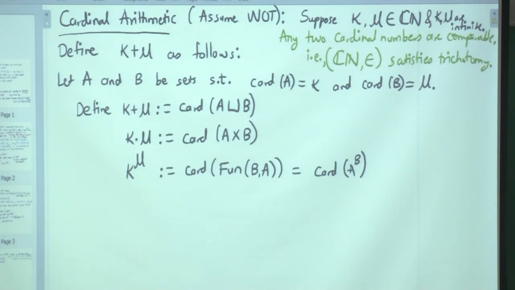So what is this idea? In normal words, the cardinality of A disjoint union B is the cardinality of A plus the cardinality of B. The cardinality of A times B we write as the cardinality of A multiplied by the cardinality of B, and the cardinality of B to the power A is the cardinality of B to the power cardinality of A.